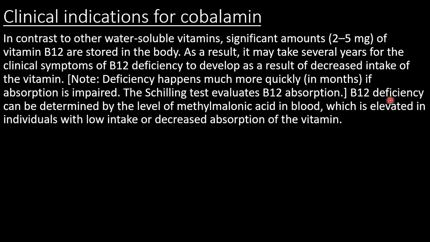Then B12 deficiency is usually now determined by the level of methylmalonic acid in blood. If you have elevated levels of methylmalonic acid in blood, it shows that you cannot convert your methylmalonyl CoA to succinyl CoA, a reaction catalyzed by methylmalonyl CoA mutase, which uses cobalamin, vitamin B12, as a coenzyme. So if you have deficiency of the coenzyme, methylmalonyl CoA will accumulate, leading to methylmalonic acidemia.